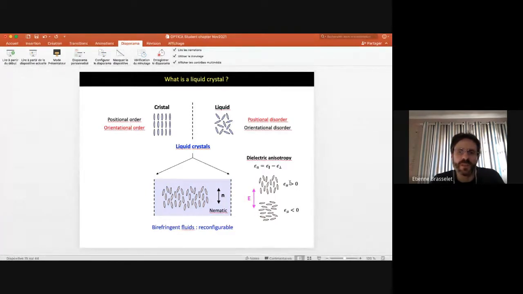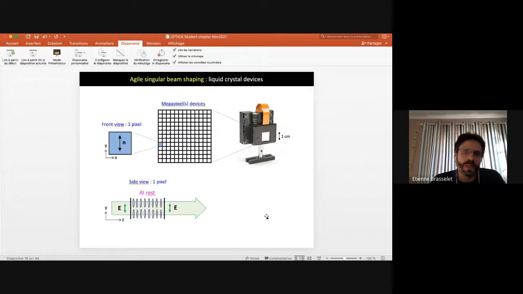For positive nematics, the director field will align parallel to the electric field. If it's negative anisotropy, the dielectric torque exerted by an electric field on the material will make the molecules rotate, on average, in a direction perpendicular to the field. And these two situations we will exploit in the following examples.